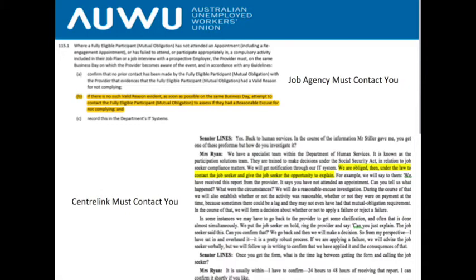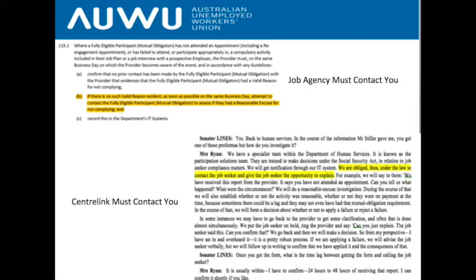So here's just some background on what I just told you about the job agencies having to contact you. Here it states in the deed that if there is no valid reason, which as I said before means the job seeker or the unemployed worker hasn't called in advance to tell them that they can't attend that particular requirement, as soon as possible on the same business day, the job agency must attempt to contact the unemployed worker to assess if they had a reasonable excuse for not complying. So that's very, very clear. They must contact them on the same business day. And that contact should be done by phone, and they should be speaking to them.